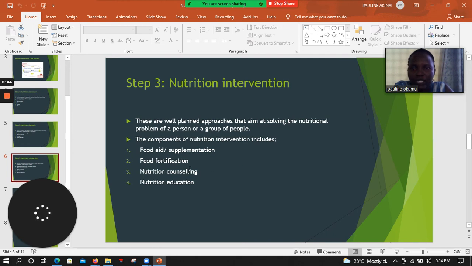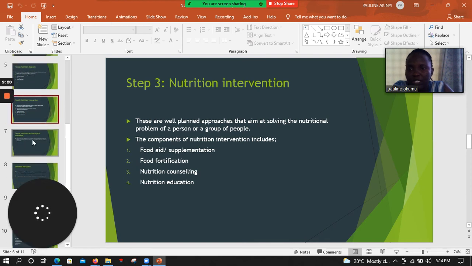We have nutrition counseling, and that is a one-on-one session between a nutritionist and a client, whereby the nutritionist can help a client to change their feeding habits, which might be a root cause to their nutrition problem. And we have nutrition education, and basically that is providing general health education related to nutrition. It might not be a one-on-one session, but nutrition education covers a bigger population. So those are some of the approaches that can be used in nutrition intervention.